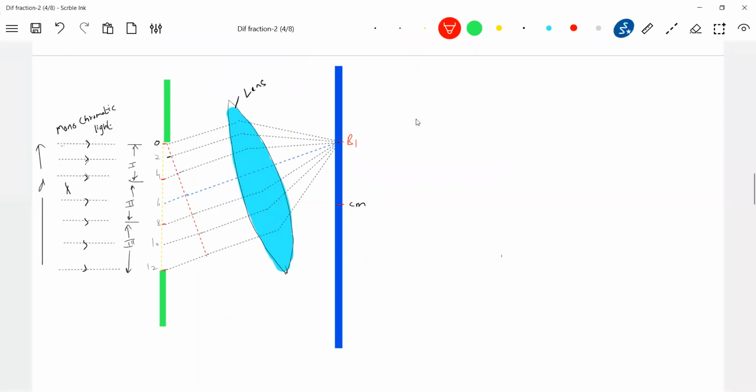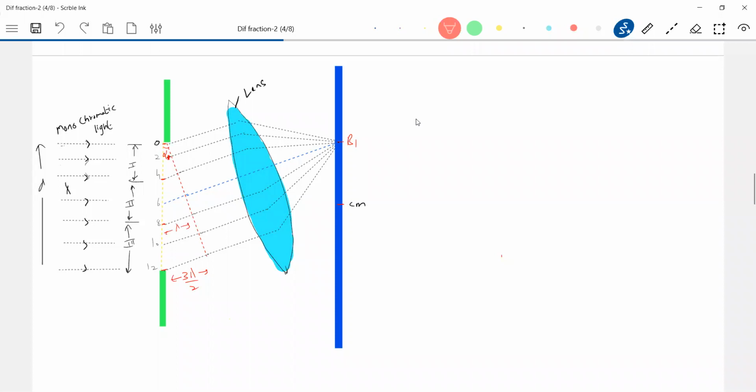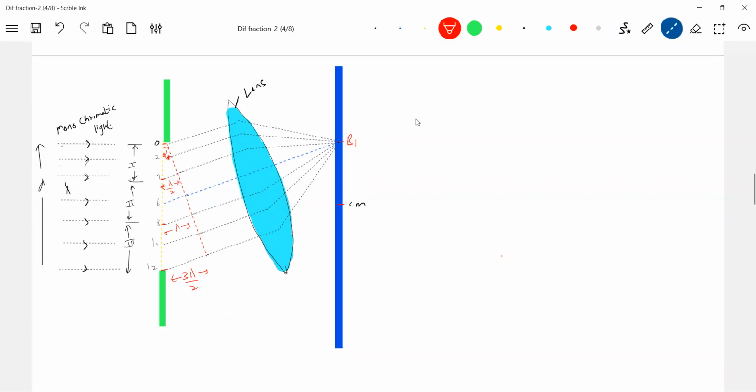Now the path difference, let it be 3 lambda by 2. So let me take this as alpha 1. There I took sine theta. No, let me take some other value, alpha 1. So this will be 3 lambda by 2 I took. So this will be lambda, and this will be lambda by 2. Okay, we'll draw that corresponding triangle.